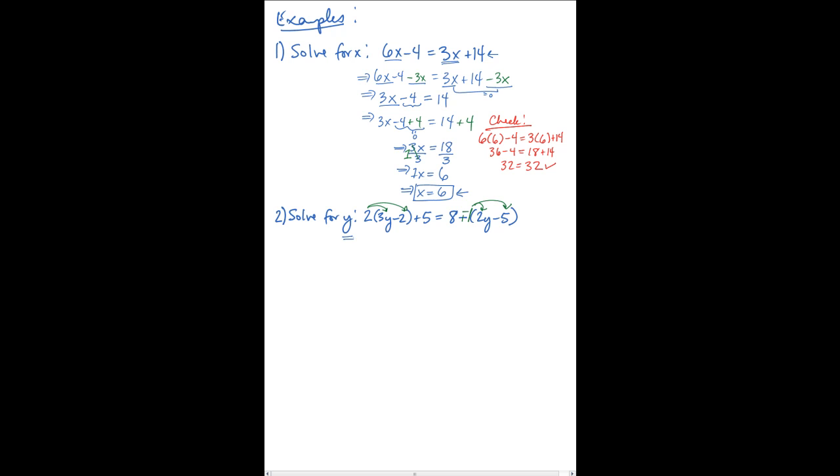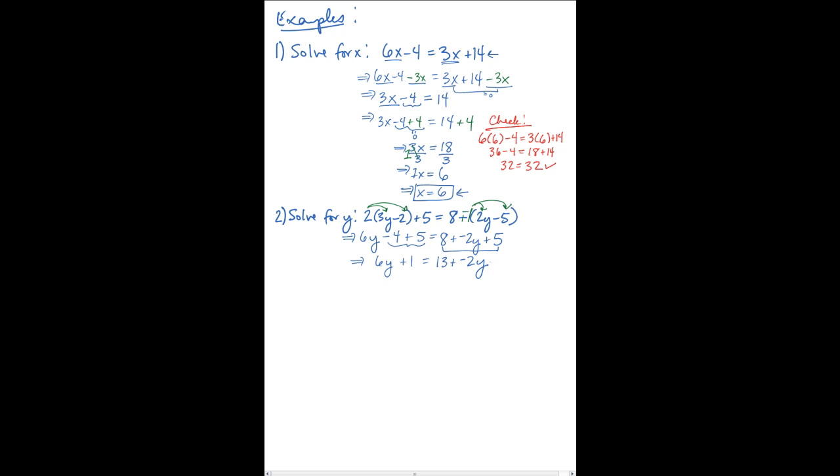Okay, if I do that, what do I get? Well, 2 times 3y is 6y. 2 times negative 2 is negative 4. Now I still have the plus 5 equals 8 plus negative 1 times 2y is negative 2y. Negative 1 times negative 5 is positive 5. Now, negative 4 and 5 are like terms, so I can go ahead and add them. So I get 6y plus 1 equals, here 8 and 5 are like terms, so I can go ahead and add them. So 8 plus 5 is 13 plus negative 2y. So I've simplified each side as much as I can.